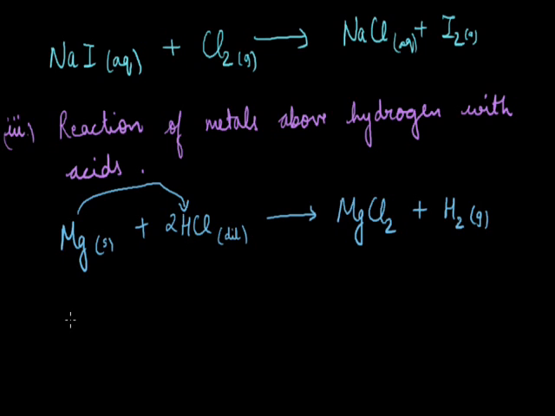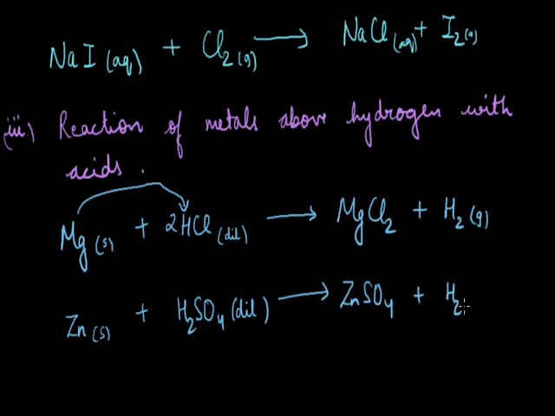Similarly, we can take another example. Zn solid, when it is treated with dilute H2SO4, will form ZnSO4 and H2 gas is liberated. So in this case we can say that there is the displacement of hydrogen by a metal which is more reactive than it. So these are the types of single displacement reaction.